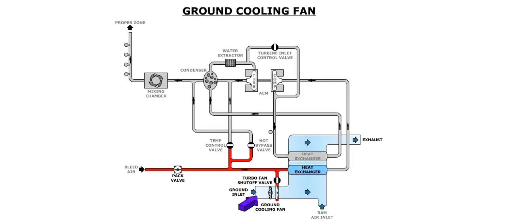In the event there is insufficient airflow for the heat exchanger, a ground cooling fan will draw air from the ground inlet and blow the air over the heat exchanger. The inlet for the fan is the same rudder inlet the heat exchanger uses. Air is then exhausted overboard using the same exhaust that the rudder duct uses. This ground cooling fan is powered by pneumatic air through a turbofan shutoff valve.